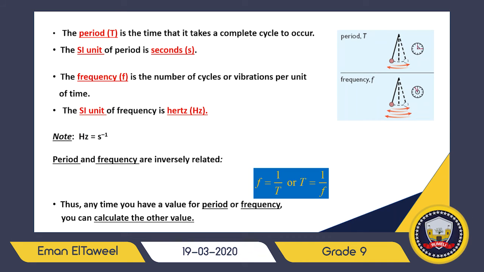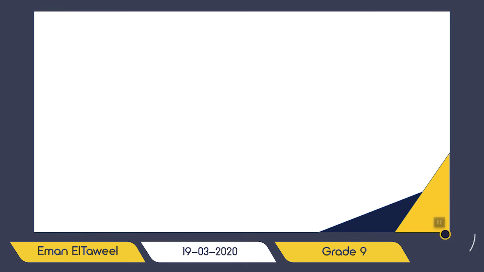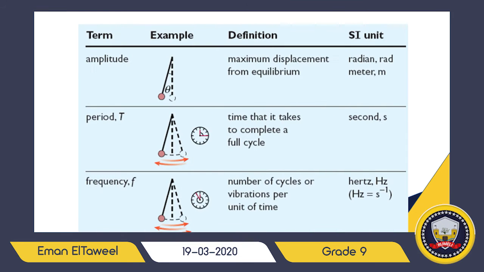Okay, now let's see how we can calculate the period for both of them, the simple pendulum and the mass spring system, because there are two different formulas for each one. But let's summarize. What did we take now?